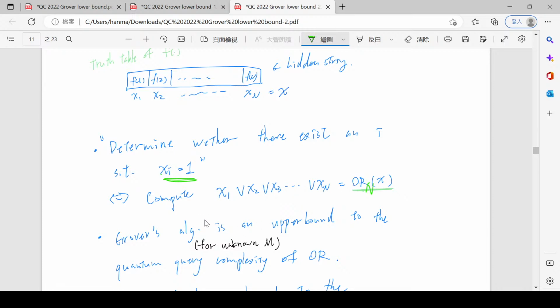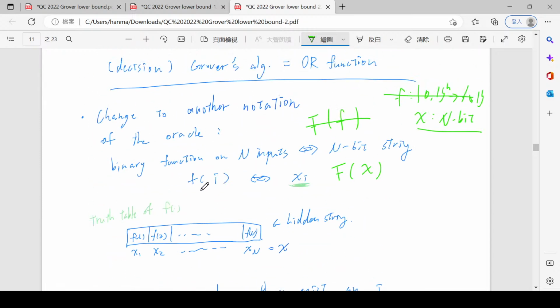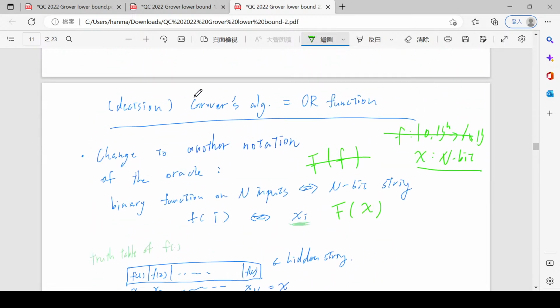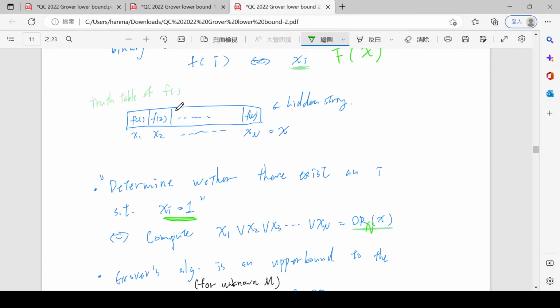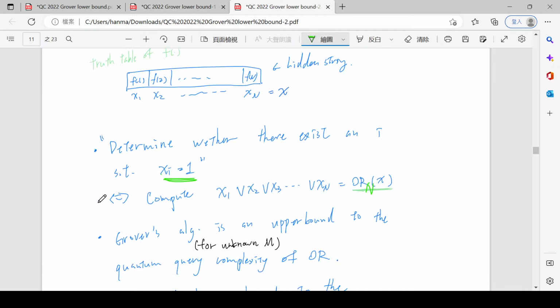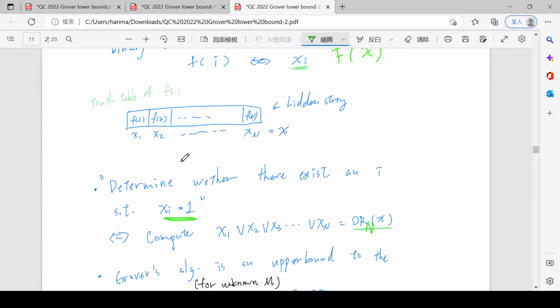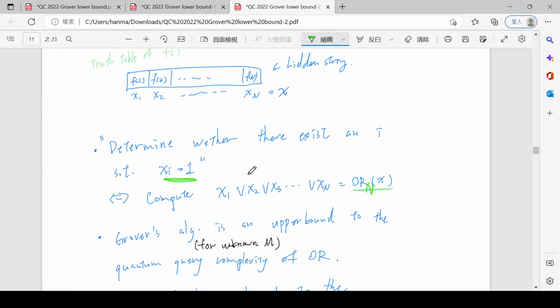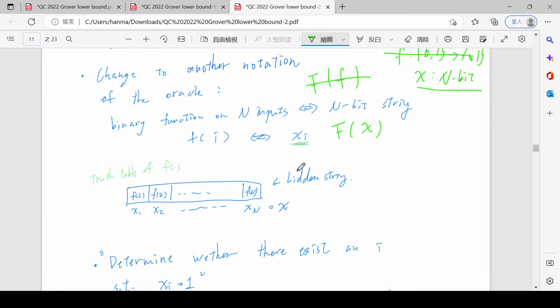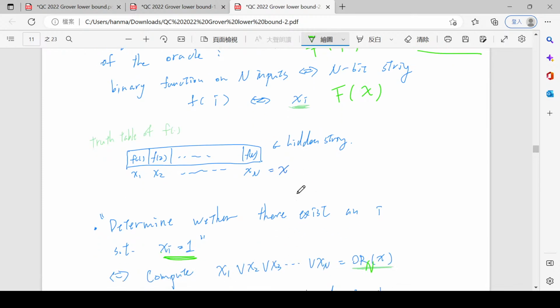That's why we say Grover's algorithm, or the decision version of the search function, is the OR function. If you think about this truth table as a big N bit string, then searching for a 1 is equivalent to computing the OR of all those bits. That's the OR function, and we are going to talk about other different functions on this big N bit string x.